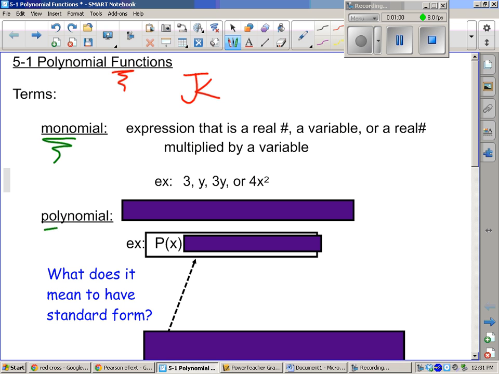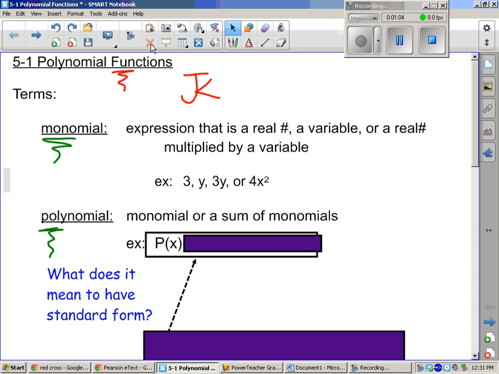Next is a polynomial. Poly means many. So, a polynomial is a monomial or a sum or difference of monomials. So, let's look at examples like 2x cubed minus 5x squared minus 2x plus 5. There are 4 different monomials put together. That makes a big honkin' polynomial.